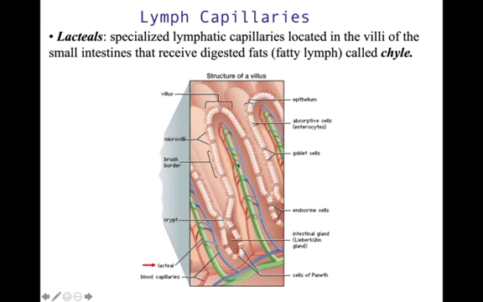That fat is initially absorbed within this lymph capillary in green that we call a lacteal. That lacteal absorbs fat from your diet and it mixes with the lymph. We call that fatty lymph, we call that chyle. So as the fat and the lymph mix together, we call that fatty lymph, chyle.